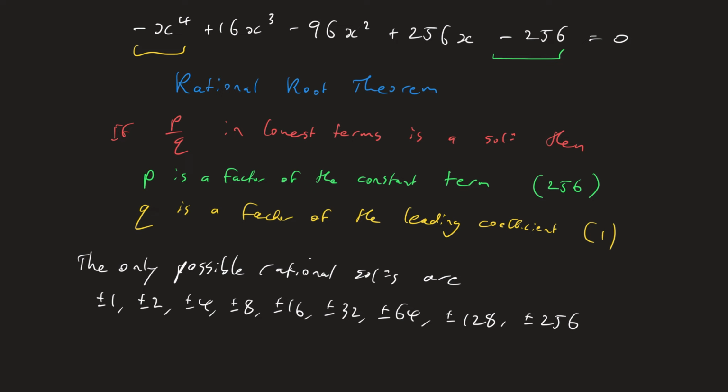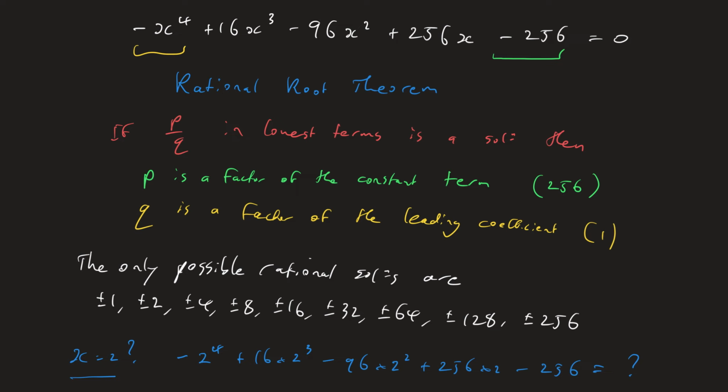For example, we can see if x is equal to 2 is a solution. So I substitute it in, negative 2 to the power of 4 plus 16 times 2 to the power of 3 minus 96 times 2 to the power of 2 plus 256 times 2 minus 256 is equal to, and if the answer is 0, then 2 is a root, but the answer is not 0, as you can check yourself by hand or with a calculator. Therefore, x equals 2 is not a solution to the original equation.